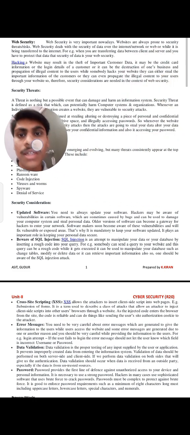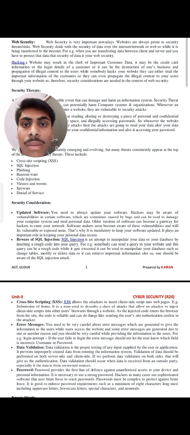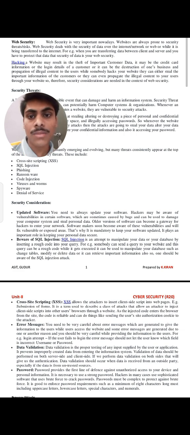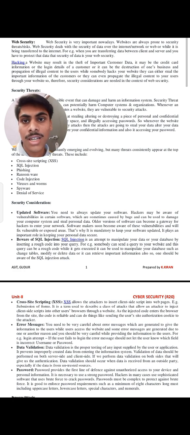First of all, what is web security? Web security is very important. Nowadays, websites are always prone to security threats and risks. Web security deals with the security of data over the internet and network, or while it is being transferred over the internet. Transferring data from one system to another system using the internet is called web security.